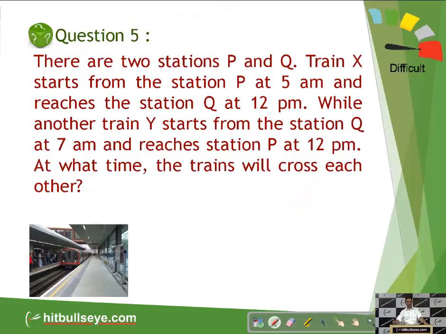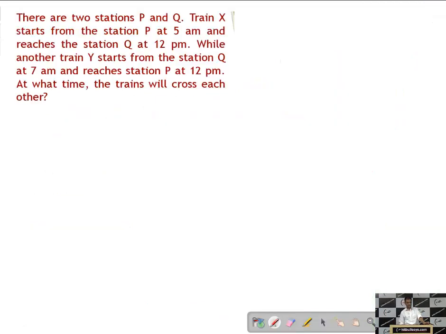Now student, move to question number 5. Again a typical CAT question, and this concept you can apply in various types of questions, students. Just go through. Now there are two stations P and Q. Again I will draw a diagram. I will not solve the equation here. I will tell you the trick. If you want to solve the equation, then you have to go through the basics of the TSD, students.